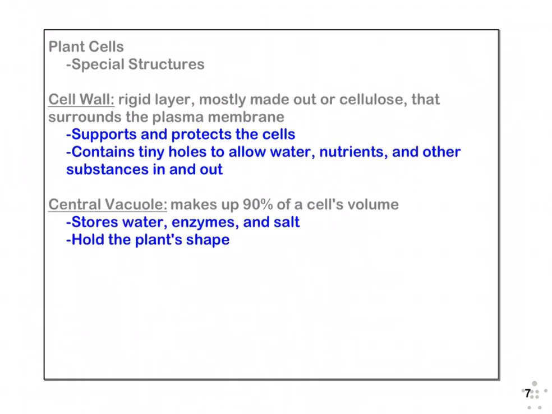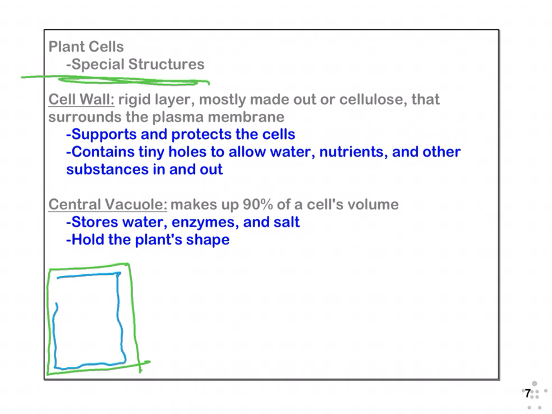All right, so plant cells. These are special structures just in plant cells. They have a cell wall. This is a rigid layer. It's mostly made out of cellulose, and that surrounds the plasma membrane. So you're going to have the cell wall first, and then you'll have the plasma membrane. They'll probably actually be closer.